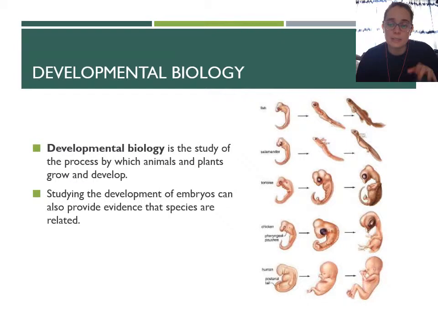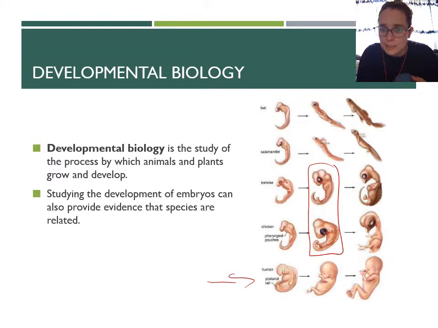Developmental biology is the next one that we have here, and it's the study of how plants and animals grow and develop, and we can look at comparing their embryos and how they've developed over time. So this bottom picture here is humans and how humans have been evolving, but if we look here at these middle two here, they look pretty similar. This bottom one down here is a chicken, and this one smack bang in the middle is a tortoise.